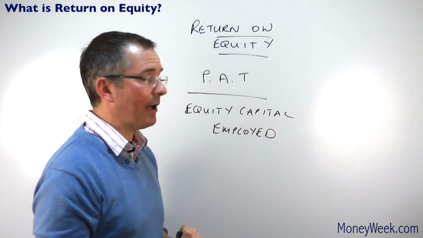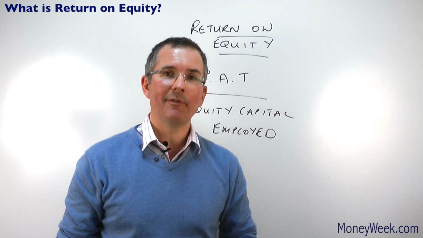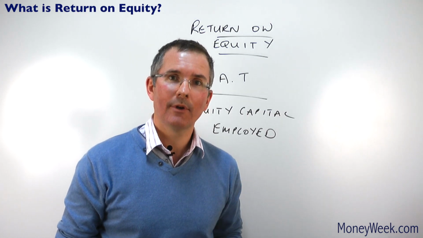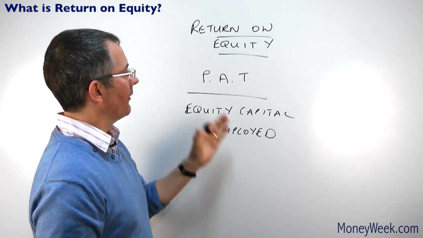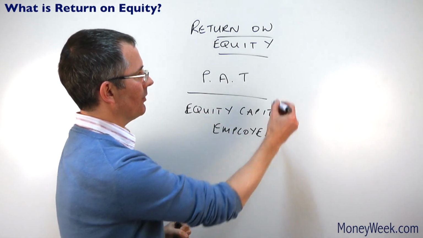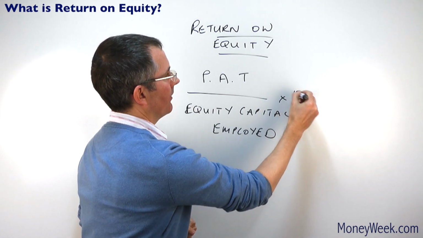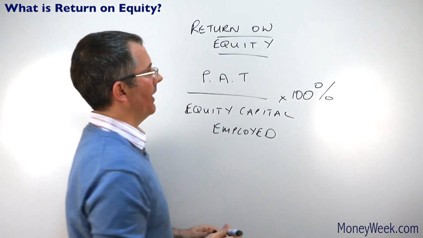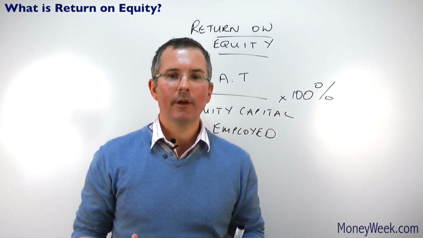Now, for anyone who thinks I'm going a bit quickly at this point, I'll refer you to a couple of videos at the end, which will give you the background. Okay, so profit after tax over equity capital employed, and just for good measure, it's normally expressed as a percentage. So we can multiply by 100% to get the answer.